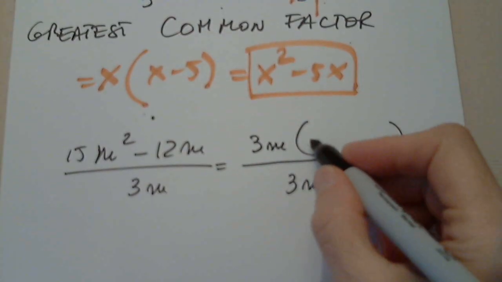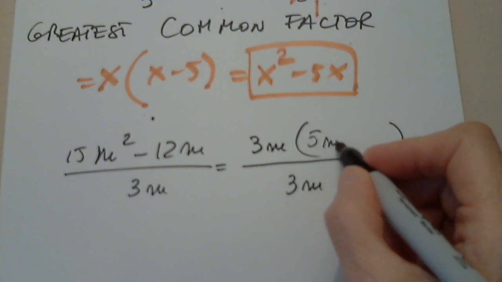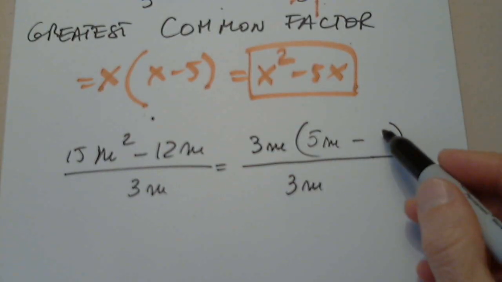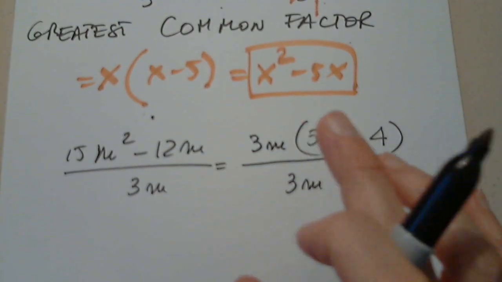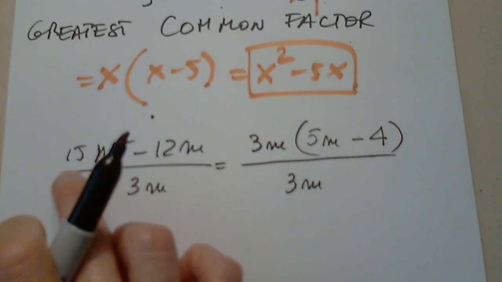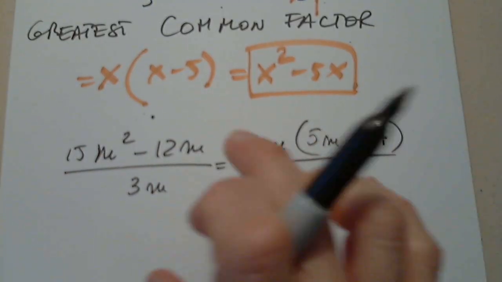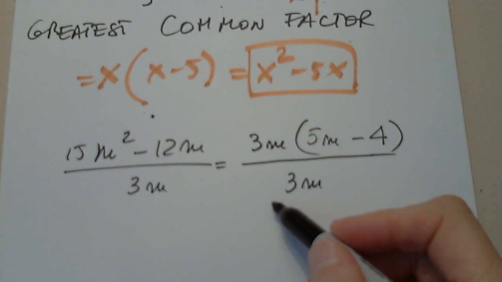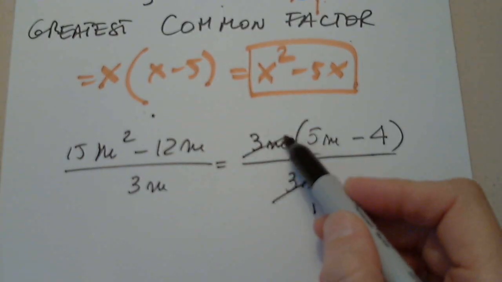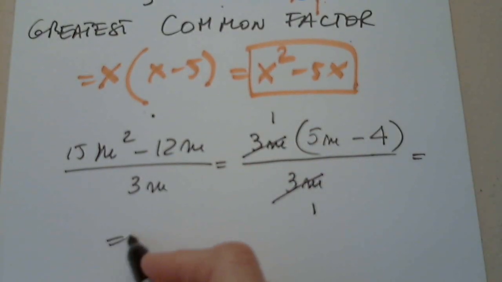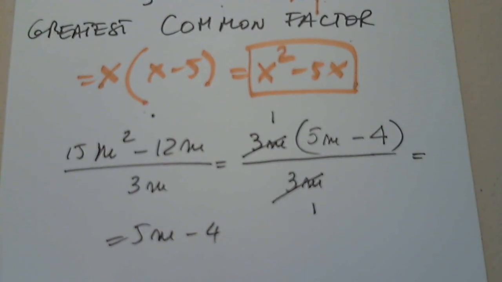You said 5m minus 4? Perfect. Let's check. 3m times 5m is 15m squared. 3m times negative 4 is negative 12. At this point, I am allowed to simplify because I'm simplifying factors. And the final form is 5m minus 4.